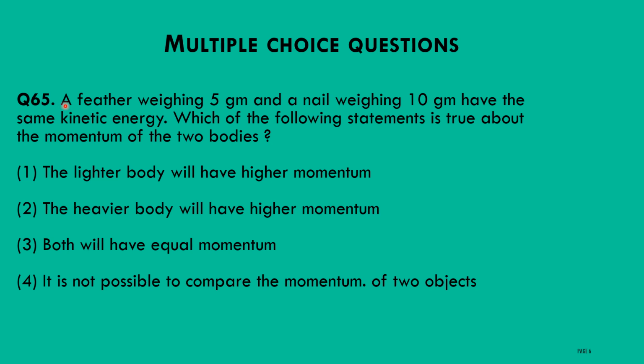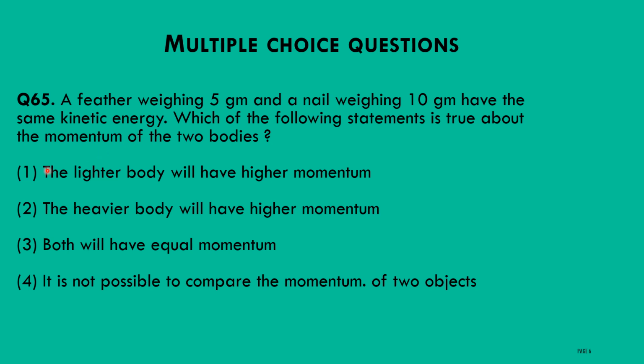Question number 65. A feather weighing 5 gram and a nail weighing 10 gram have the same kinetic energy. Which of the following statements is true about the momentum of the two bodies? They are giving two different weights of objects possessing the same kinetic energy. Among these four options, which option is correct?